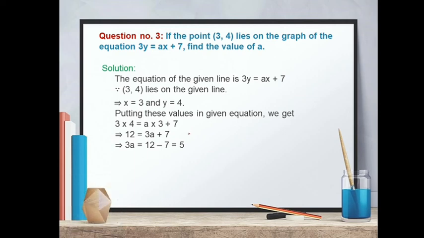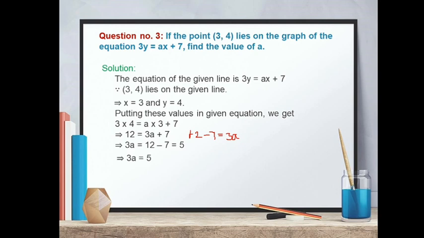So our equation will be 12 minus 7 equals 3a. Don't get confused. I have transferred this 7 to the left side, so plus 7 has become minus 7. Then 12 minus 7 equals 3a, which I have written in the form of 3a equals 12 minus 7, and 12 minus 7 is equal to 5. So here we get 3a equals 5.